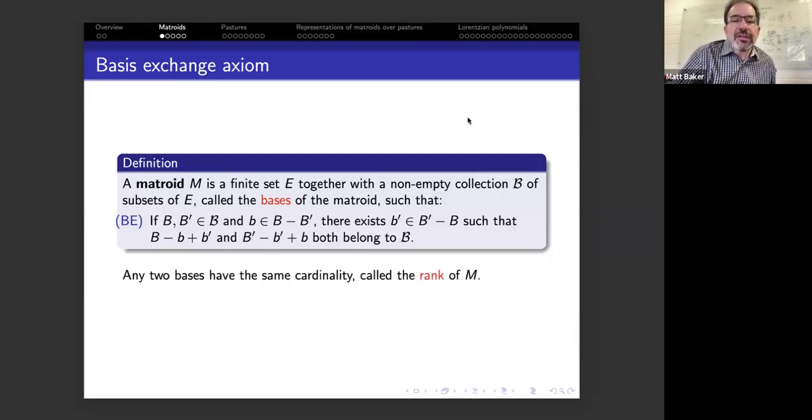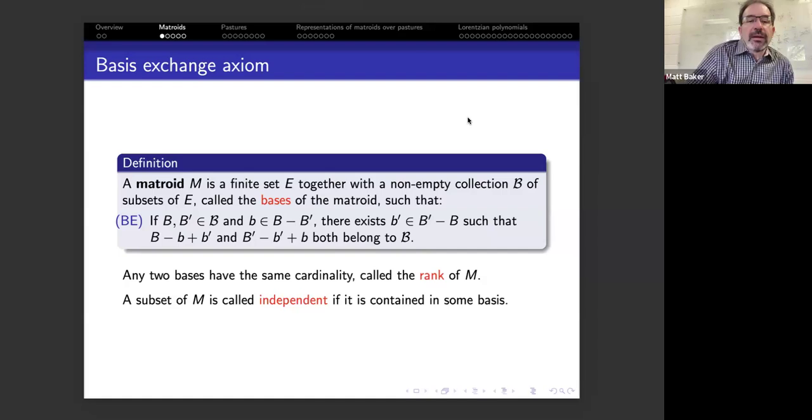Any two bases have the same cardinality called the rank of the matroid. It's some kind of analog of the dimension of a vector space. And a subset is called independent if it's contained in a basis. Of course, you can also axiomatize the independent sets instead of the bases, or the minimal dependent sets, which are called circuits, etc. But let's not go there.